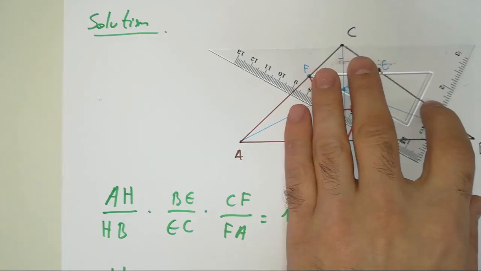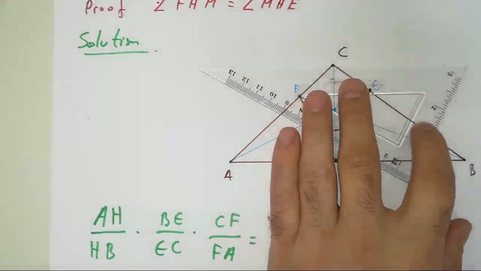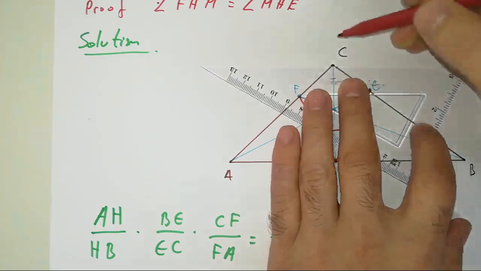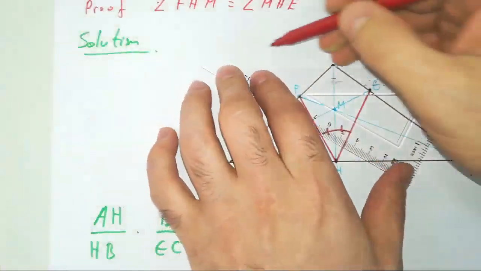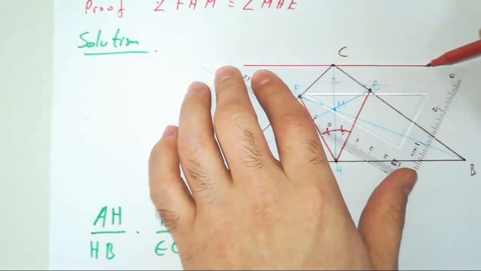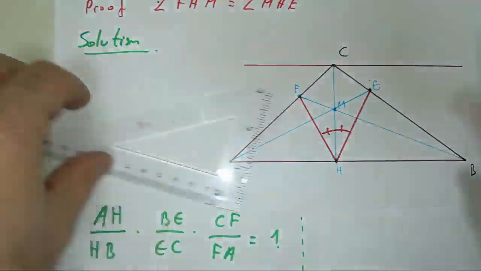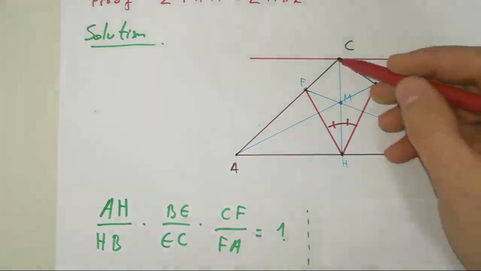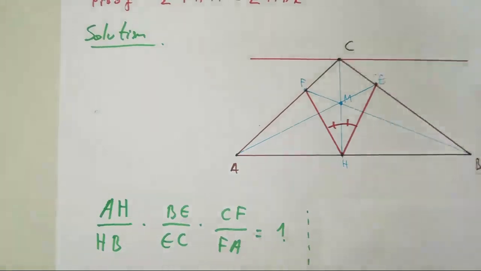Let's construct a new line here, which is parallel to AB. I'll try to make it parallel, but I'm not using construction tools, so we will accept this one. Good. Let's say this line is line P, which passes through point C and is parallel to AB.